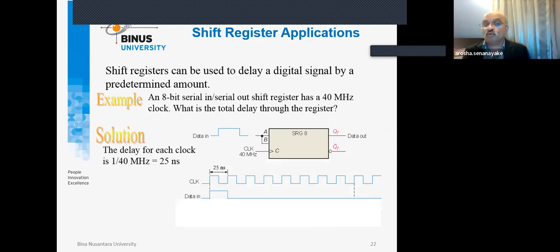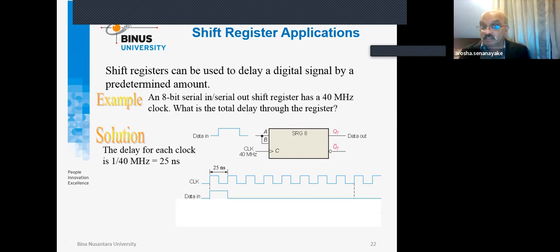As I told you, capital T means the period, and frequency F is equal to 1 over T, frequency is equal to 1 over period. Period, you know very well. So the delay for each clock cycle is 25 nanoseconds. Imagine if we have 8 bits, the delay is going to be 25 nanoseconds times 8. That delay happens to produce the entire output.